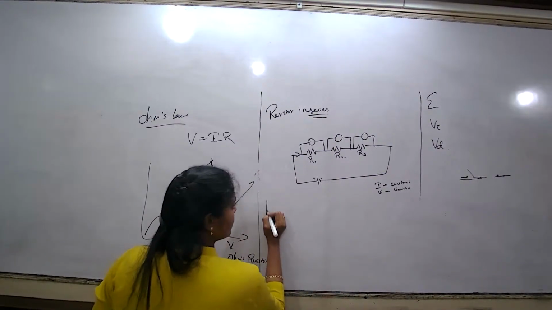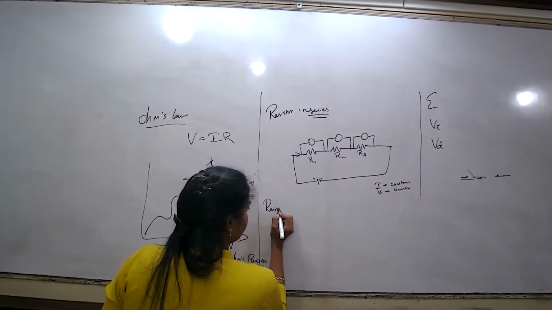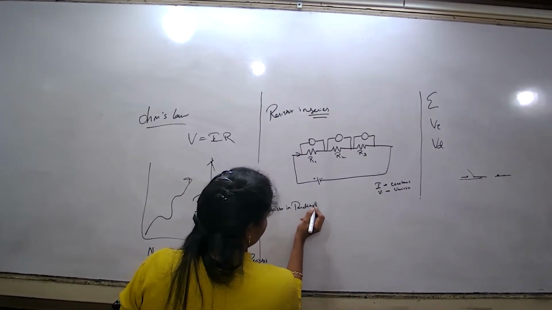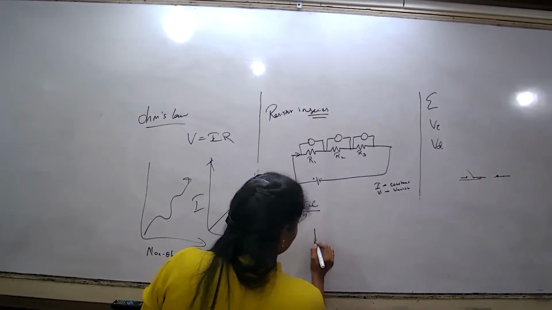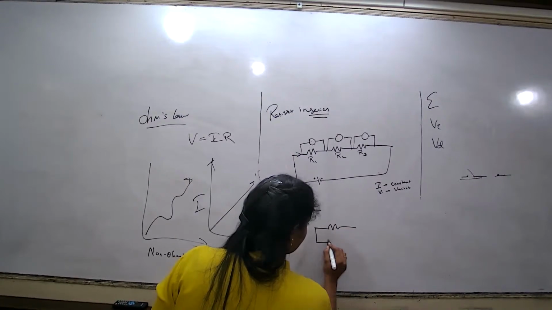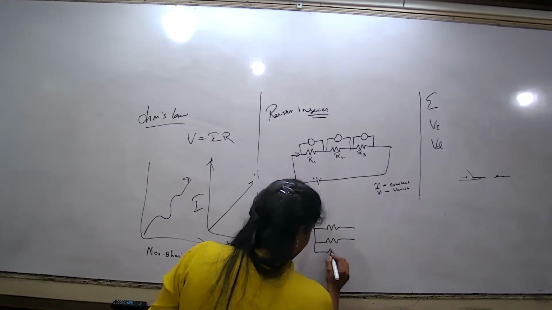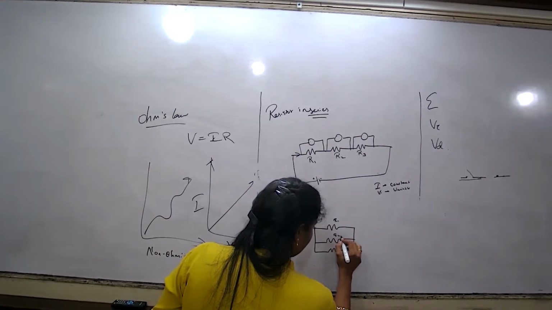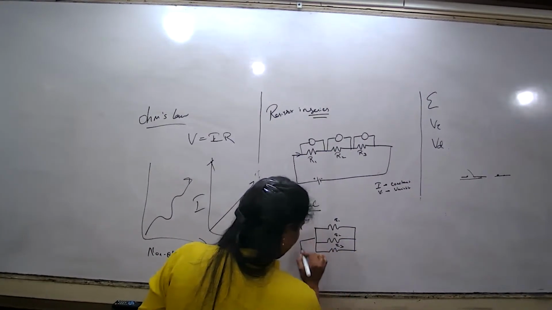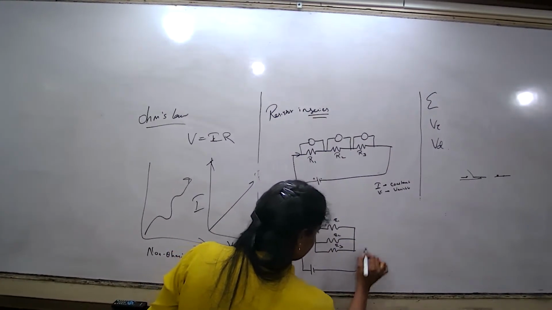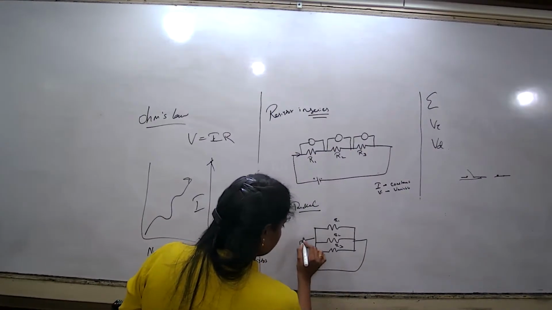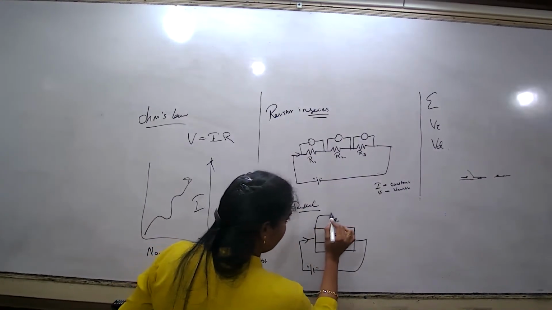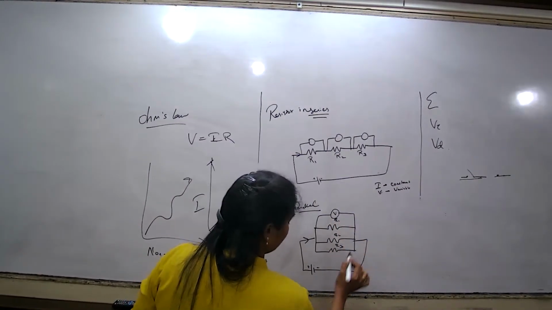Then the resistors are connected in parallel. Okay, I am connecting three resistors. I am naming them R1, R2, and R3. I am giving the source. Current flows in this manner. Whenever we are connecting the resistors, we have to connect the voltmeter parallel to it.